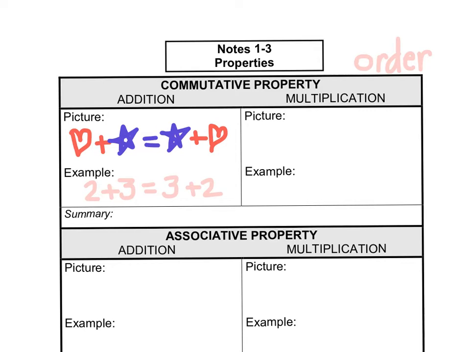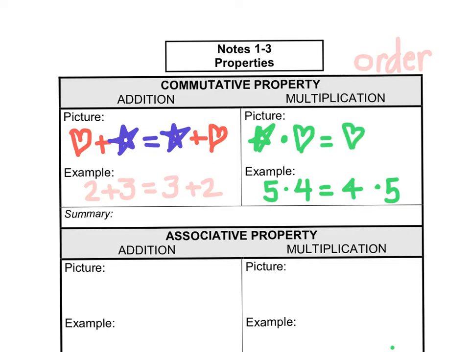The commutative property also works with multiplication. If we have, for example, 5 times 4, that is 20. That's also equal to 4 times 5, which is also 20. If you prefer a picture, if you have a star times a heart, that's equal even if the heart comes first. A heart times a star.